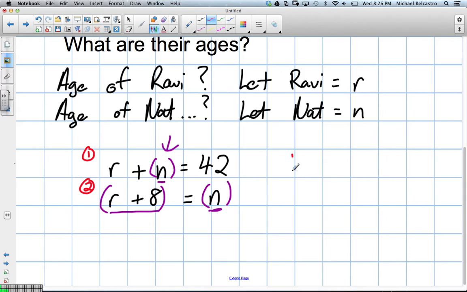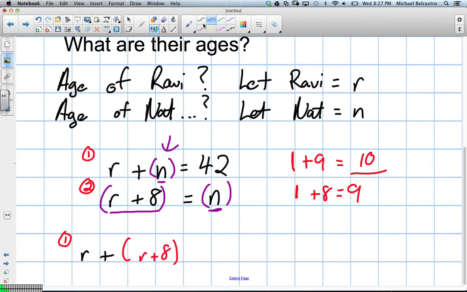So for example, if Ravi was 1, we'd plus 8. How old would Natasha be? 9. And we know 1 plus 9 will be the sum of their two ages. 10. But in this case, they're not 10, they're 42. So what we're going to do here is our equation 1, we're going to substitute in. We're going to have R plus, and we'll put it in brackets, R plus 8 equals 42. Does this make sense how I've turned it into one equation?